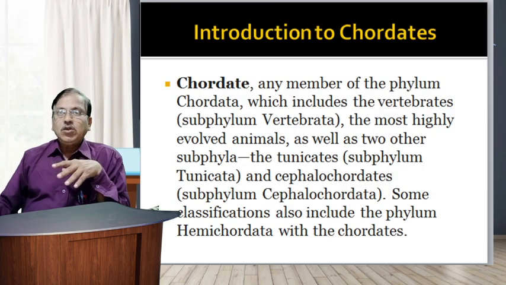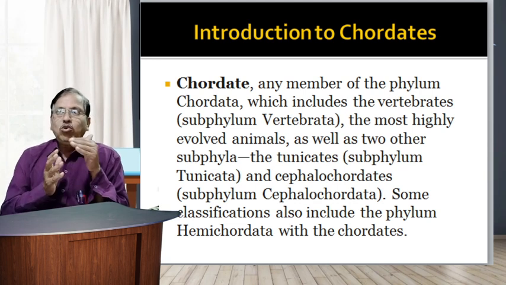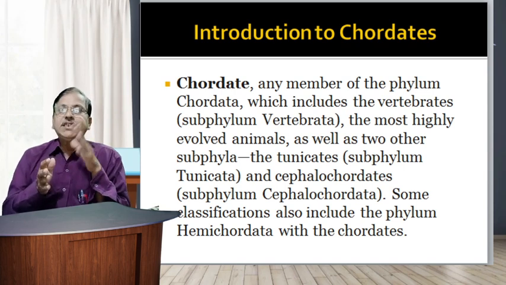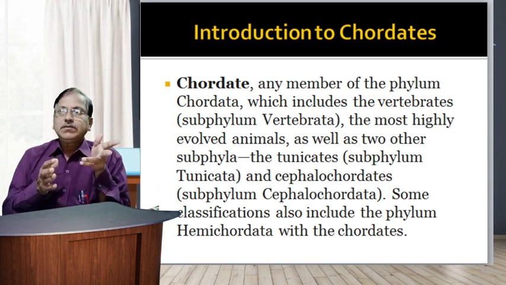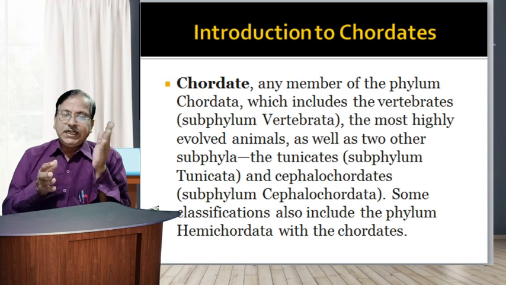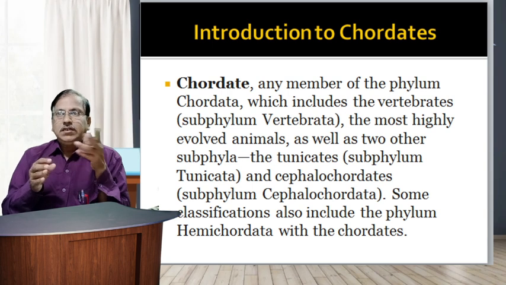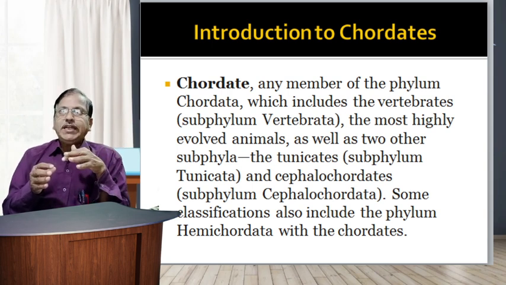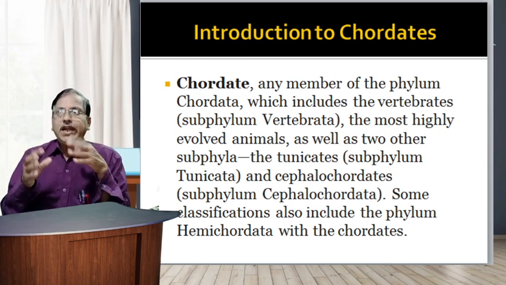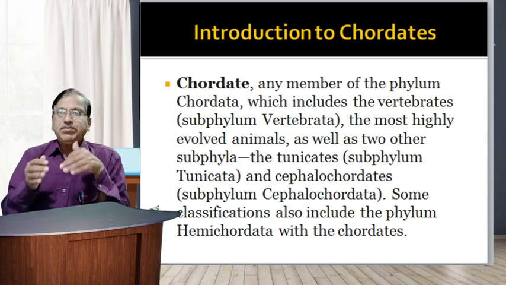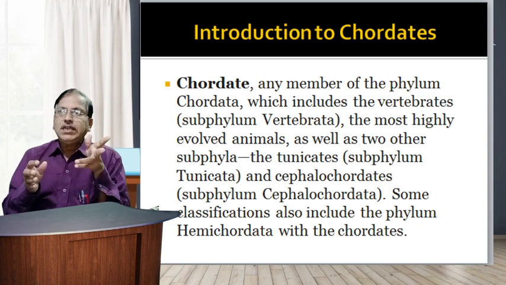Dear friends, we should first know what chordates are. Our paper is ZOO 102, zoology paper second, Animal Diversity Second. Diversity is a particular word used in both courses, Animal Diversity First and Animal Diversity Second. The simple definition of diversity is variety and variation. Variety and variation in particular animals and plants is called diversity.